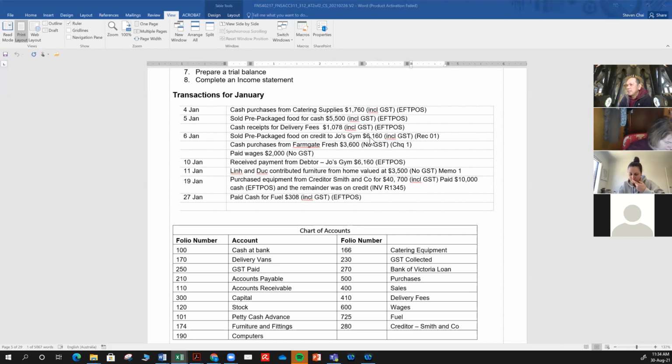No GST, yeah, guys? Leonie, this is your question. No GST, all right? Yes, I get it. Thank you. Excellent. Okay, where do we debit and where do we credit? This is 6th of January, part 2. Okay, so we debit bank, cash at bank for 3,600.